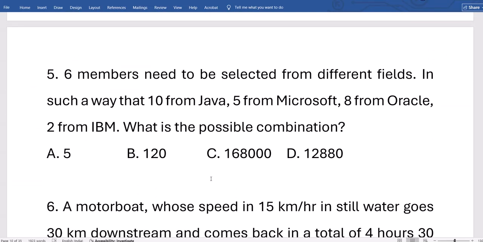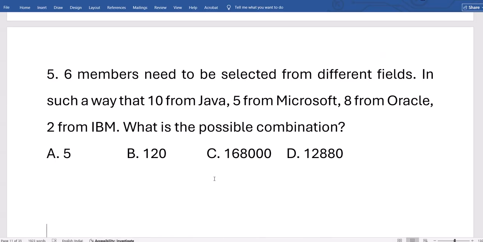Next, permutations and combinations. 6 members need to be selected: 10 available in Java, 5 available from Microsoft, 8 from Oracle. You need 6 members from different fields. Don't say all 6 are from the same, because there is a chance here, Java has 10 people, I can take 6 from that. But they said all 6 must be from different fields. So 10 employees available in Java, 5 in Microsoft, 8 in Oracle, and you need 6 members selected from different fields.